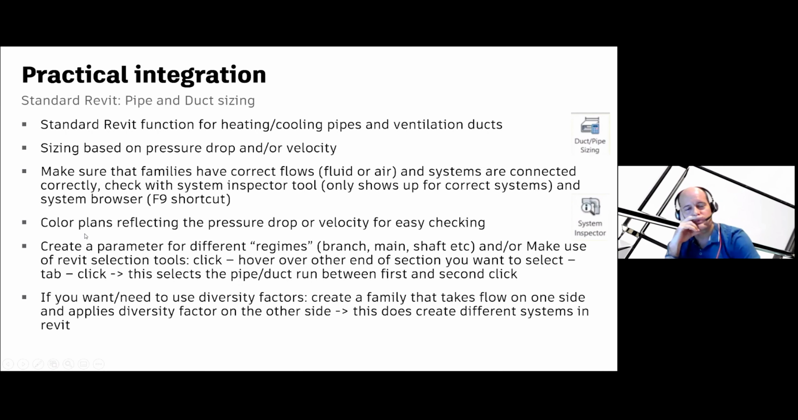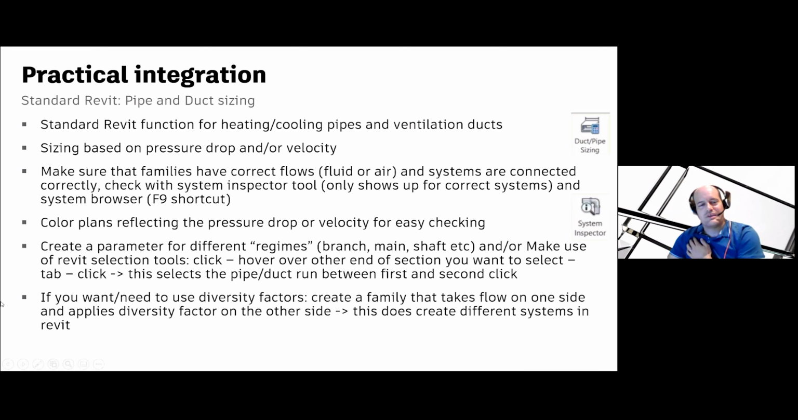What we typically do in most cases is we set up some color plans for the engineer to reflect the pressure drop or velocity for easy checking, so that he can easily check with one view on a plan, is the velocity low enough, below spec, or there's some problematic areas where we have too high speeds or velocities. Same for the pressure drops, if they're in spec or not.